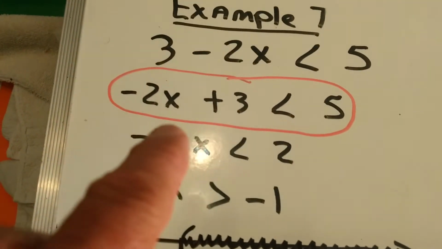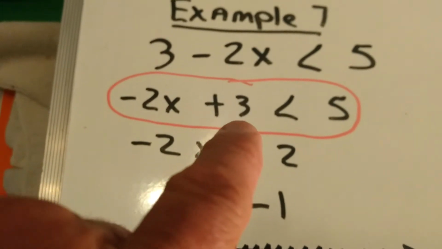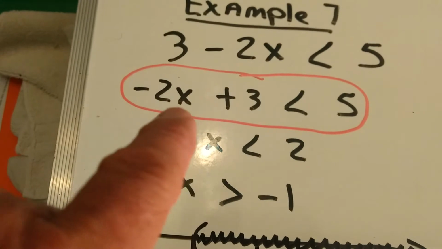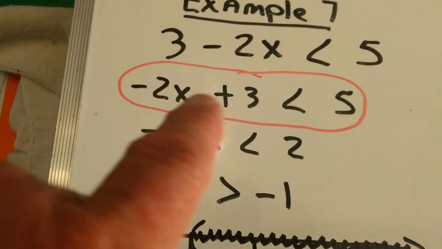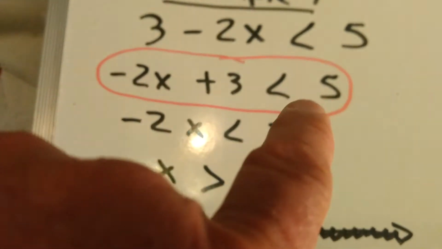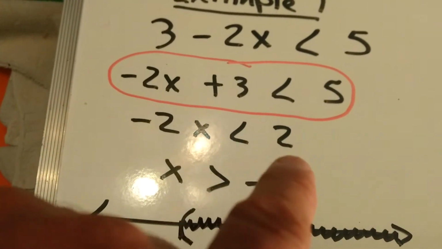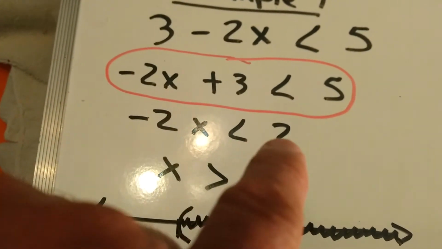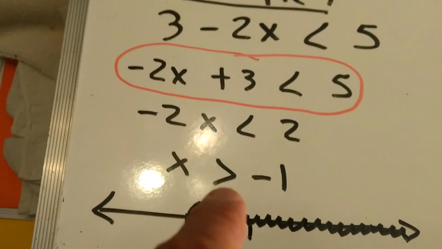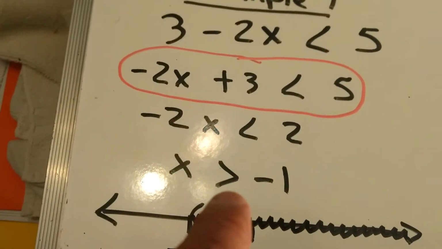I always want it in two-step form because not only does it tell me the two steps I have to use to solve it, but also if I look at the number with the variable, if it's negative, when I'm solving an inequality, that tells me I'm going to have to flip the sign. So what happens here is I subtract the 3 over, 5 minus 3 gives me 2, still a less than, so now I'm at negative 2x less than 2. If I divide both sides by a negative 2, I get a negative 1, but I have to flip the less than to greater than. So here's my algebraic notation. X is greater than negative 1.